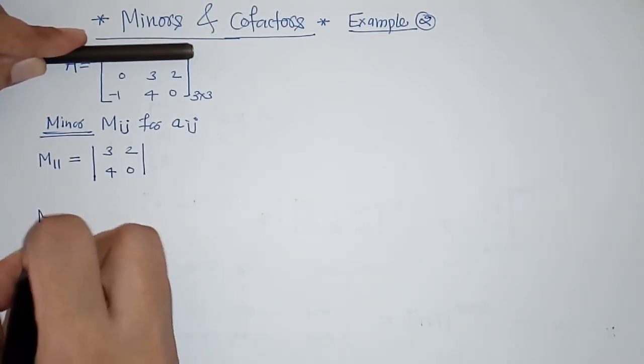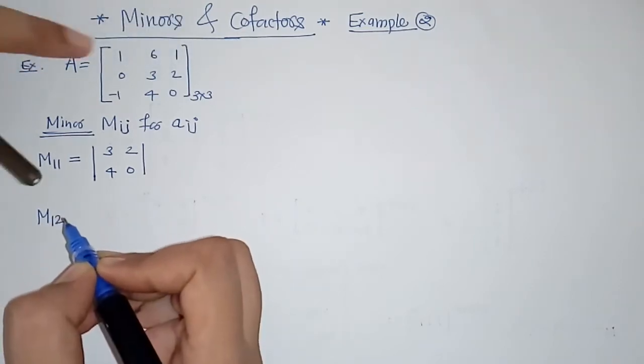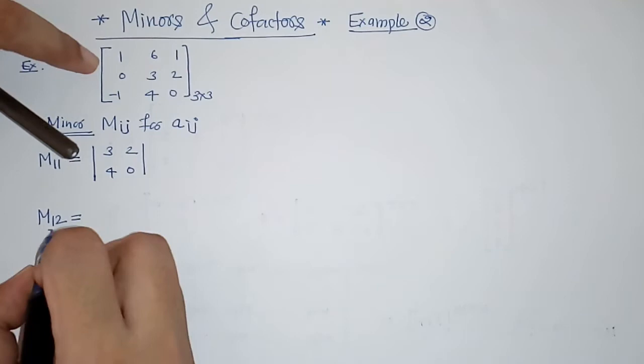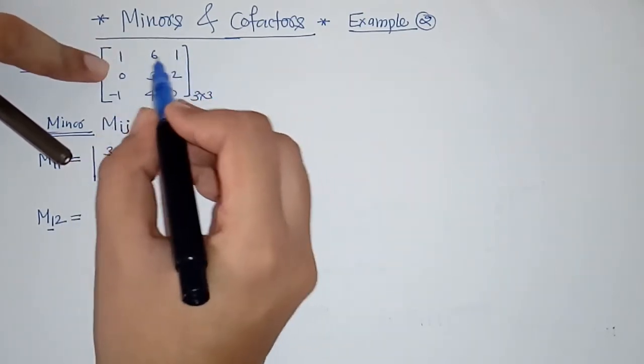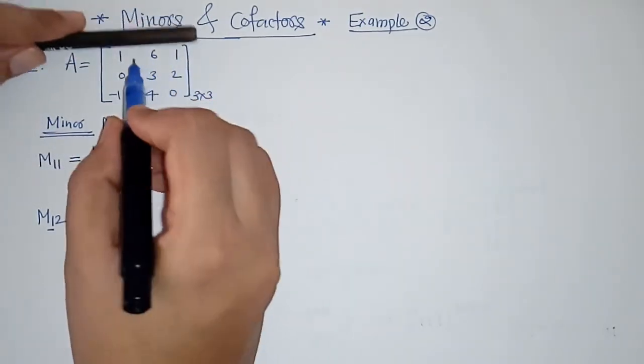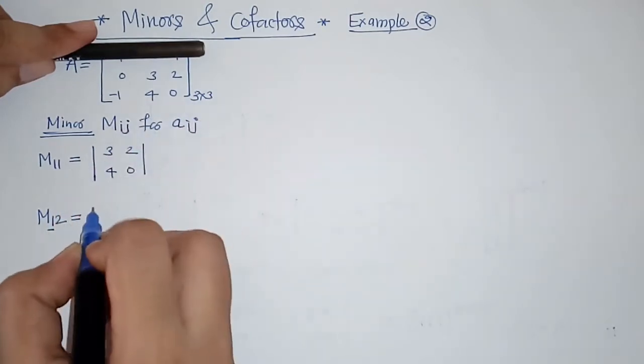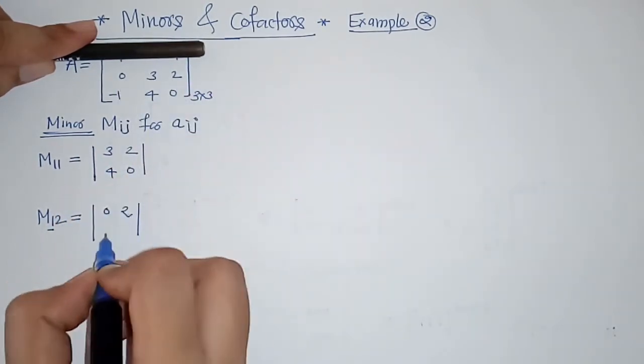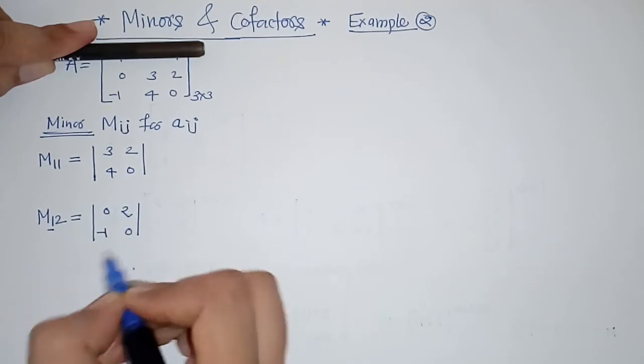Similarly, the minor for the next element. We have to exclude the first row and second column, and the remaining elements we have to write in a determinant. We write it here.